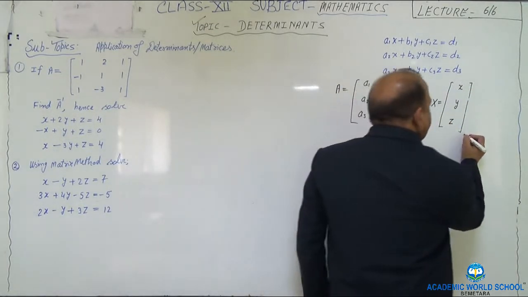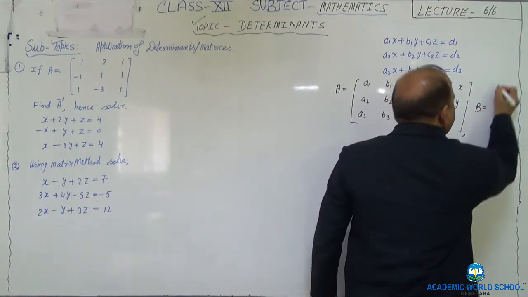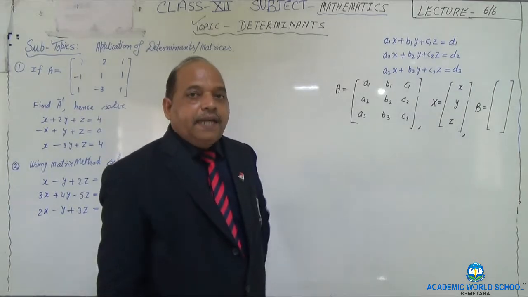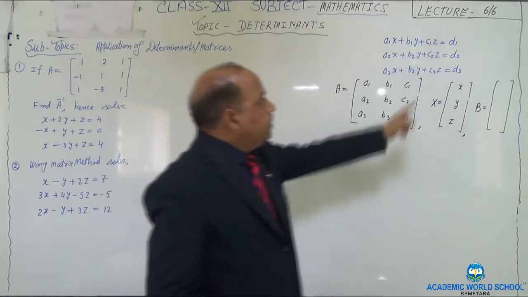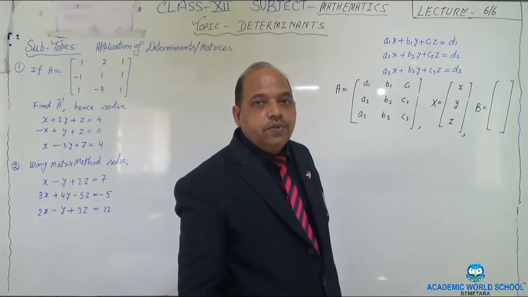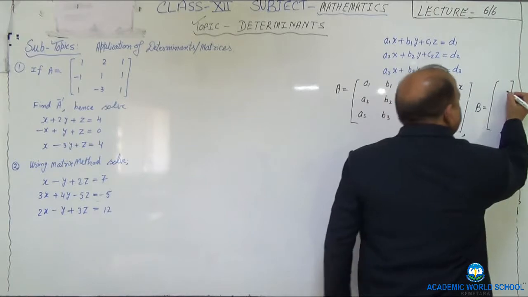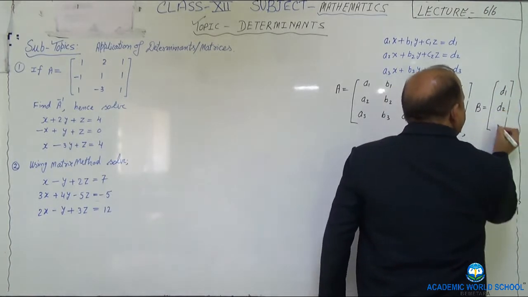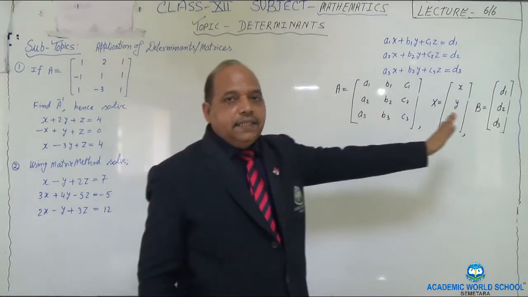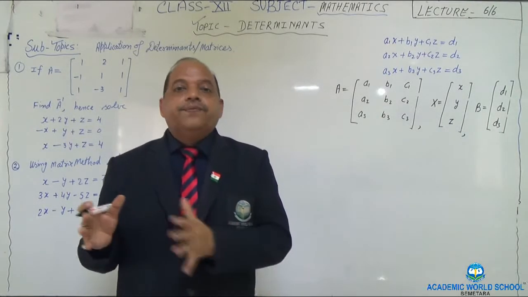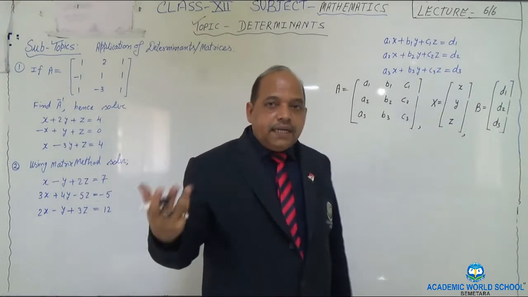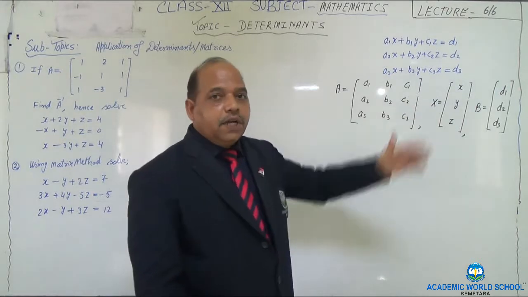And then there is another matrix, let's say it is B, this is called the scalar matrix. What is that scalar matrix? Look at the right side of this equation. There are three constants given, D1, D2, D3. So we are arranging those also, D1, D2, D3, to make a scalar matrix. Now you can see that I have constructed three different matrices. And then you can ask, what is the purpose of this?